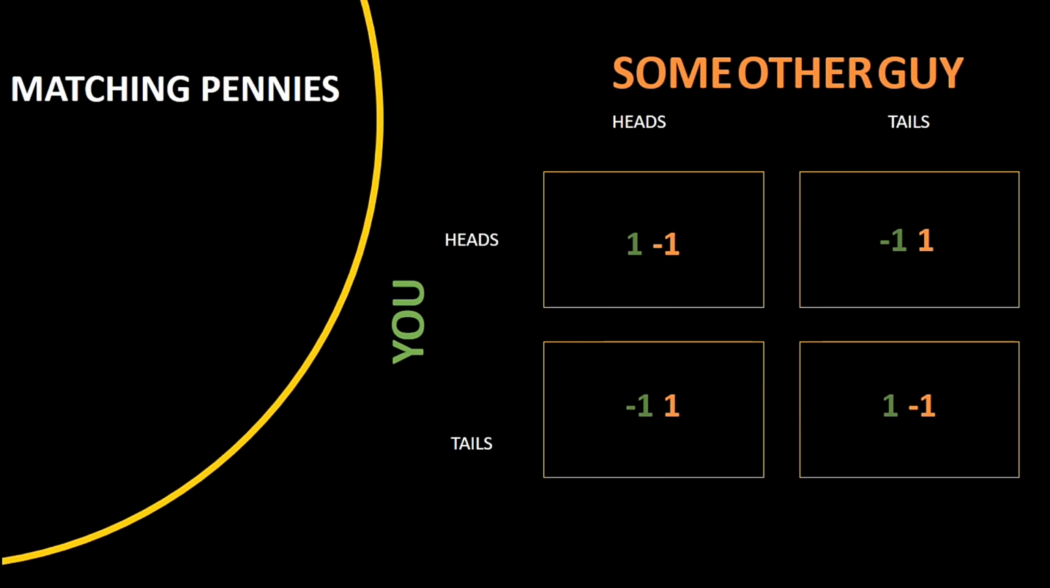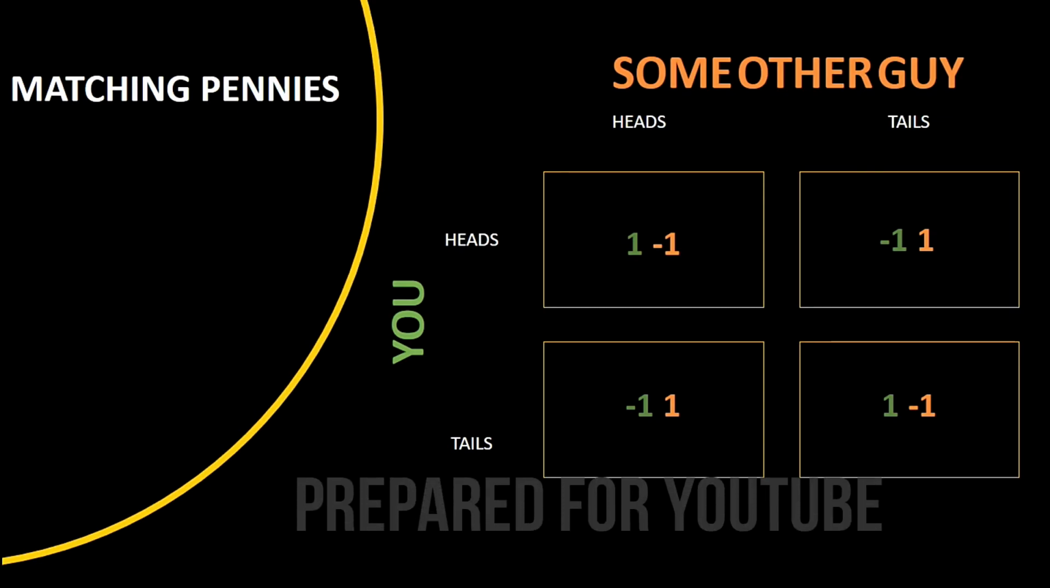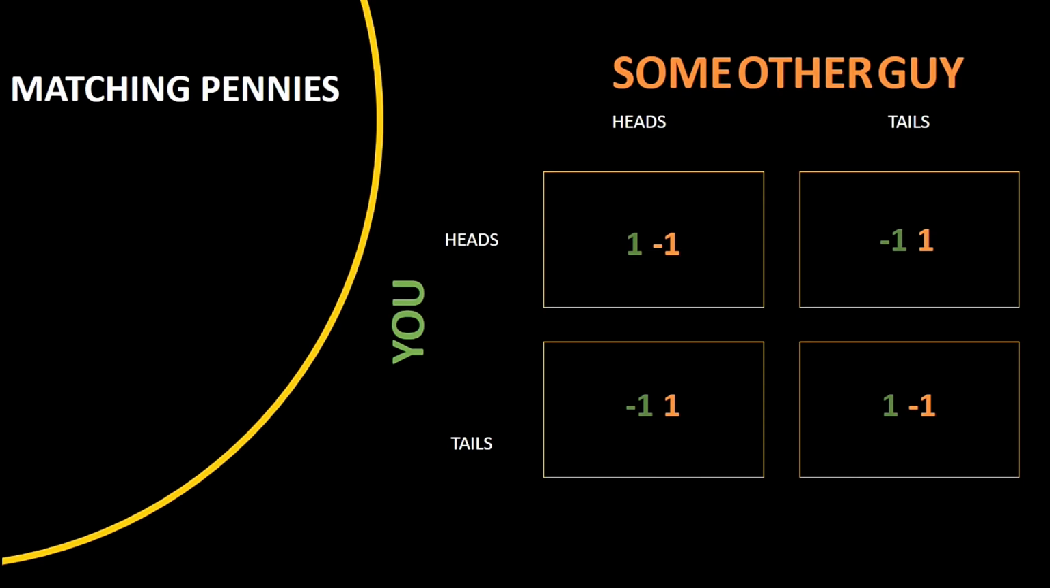You are going to play with someone. If both of you get heads, you are going to win the money and your opponent is going to lose it. If you have heads and the other person has tails, you will lose it, that person will get it. If you have tails and the other person has heads, you are going to lose again and the other person will win. But if both of you have tails, you will win and the other one will lose.